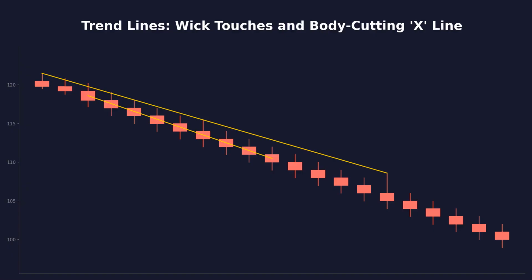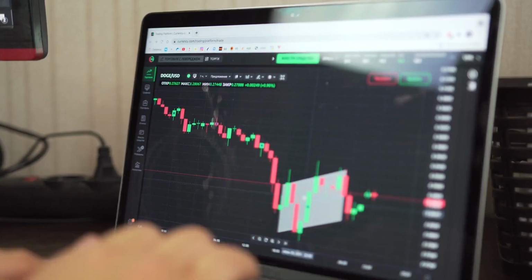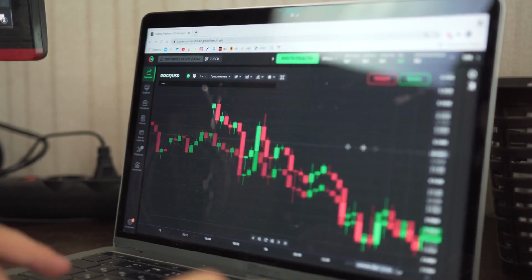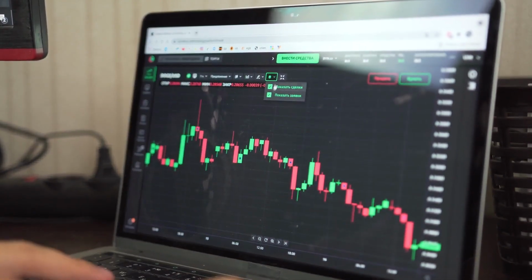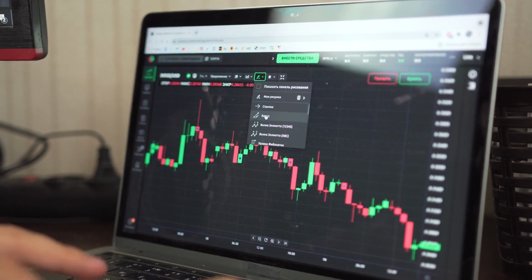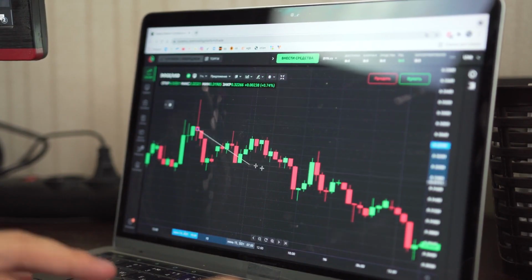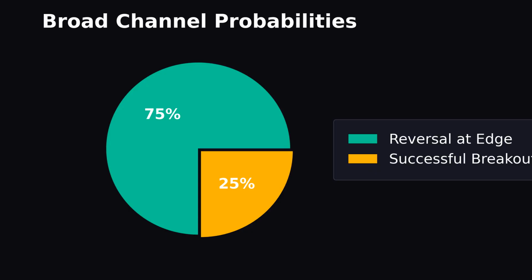When drawing lines, use the candle wicks, highs/lows, not the bodies. The wicks represent the absolute extremes of price rejection, which is where the algorithmic orders are sitting. Trading channels requires patience. In a broad channel, you might wait 20 bars for price to get from the bottom line to the top. Do not exit early just because the market is slow. Trust the structure. Remember the mathematics of the channel. If the channel is broad, the probability of a reversal from the top is 60 to 70%. If the channel is micro, tight, the probability of continuation is 70%. Adjust your bet size accordingly.